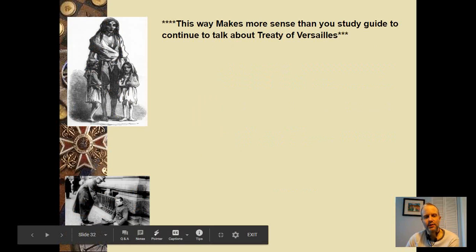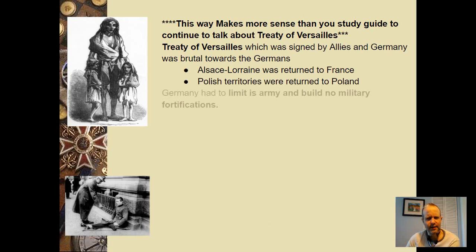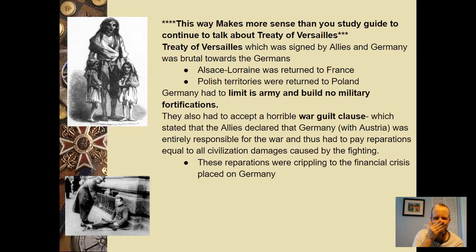So this makes it worse. This makes more sense. In the Treaty of Versailles, signed by the Allies and Germany, Alsace and Lorraine were returned to France, and Polish territories were returned to Poland. Germany had its army limited and built no military fortifications. So the reparations are huge, because reparations are really what pulls into the Great Depression and World War II.